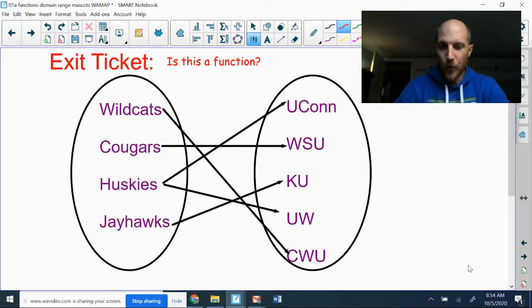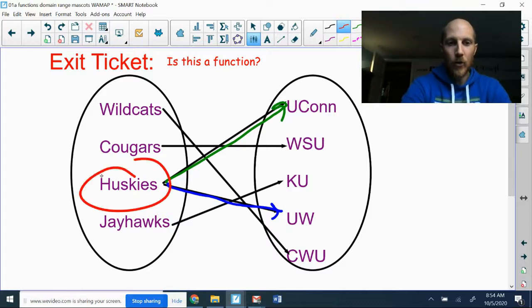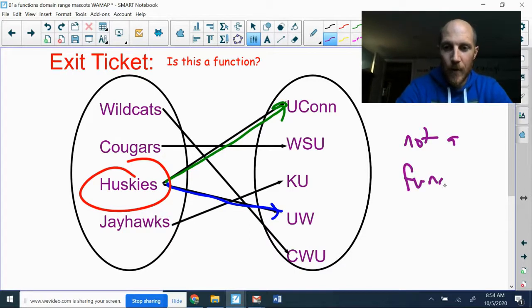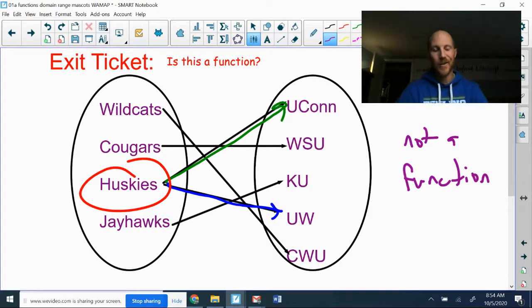Hopefully you already wrote this down at this point. Here's the only thing I need to pay attention to. In this mapping diagram, the input of Huskies goes to two different outputs. And that means, suspense, oh my gosh, this is not a function. All that other stuff going on in this mapping diagram with the crossing lines and everything is totally irrelevant. All we're looking for is, does one input have two different arrows coming out of it?